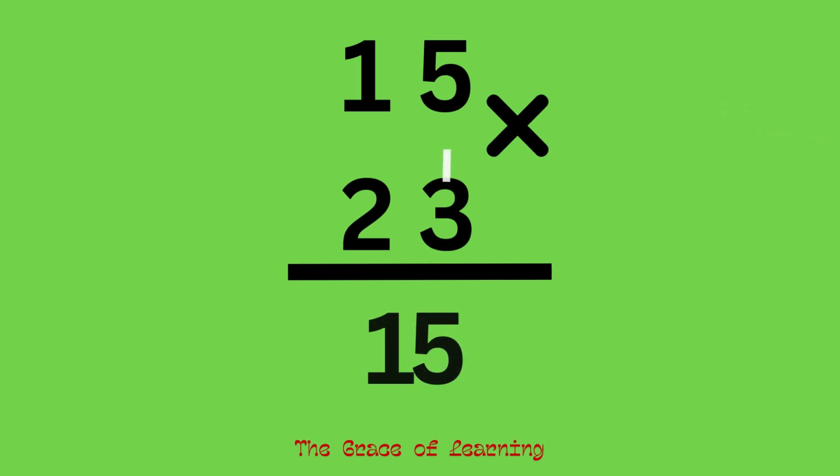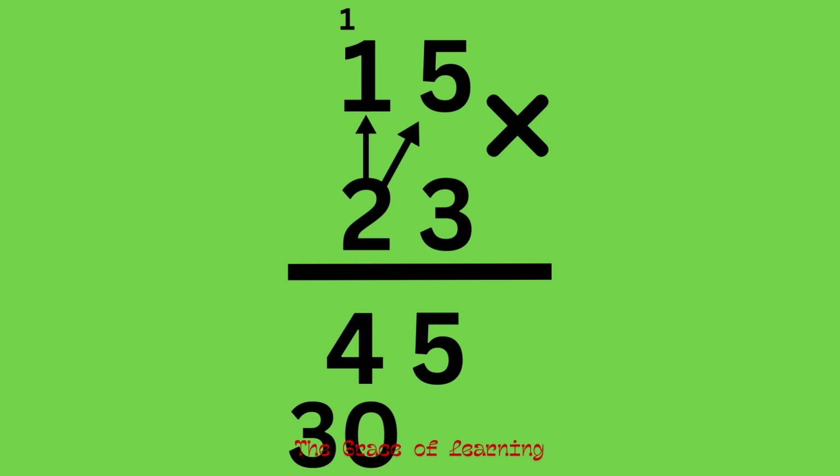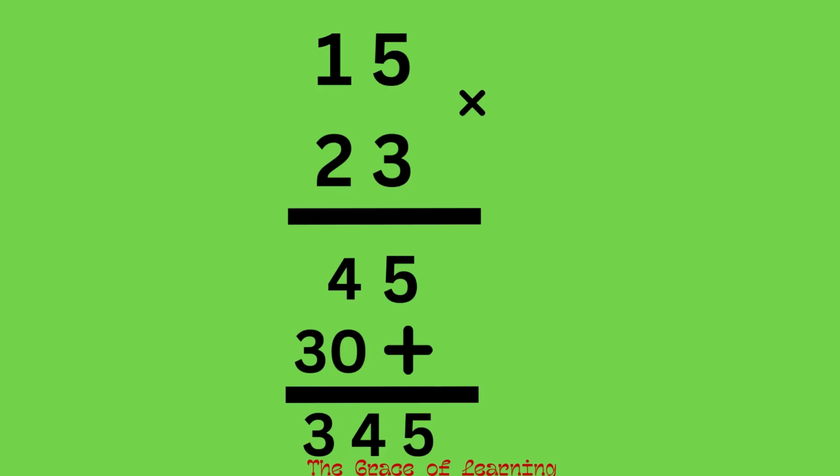Do your math. 3 times 5 is 15. You carry the 1, 3 times 1 is 3. You add the 1 you carried, makes it 4. Do your math as you normally would do without the decimal points. The result would be 345.